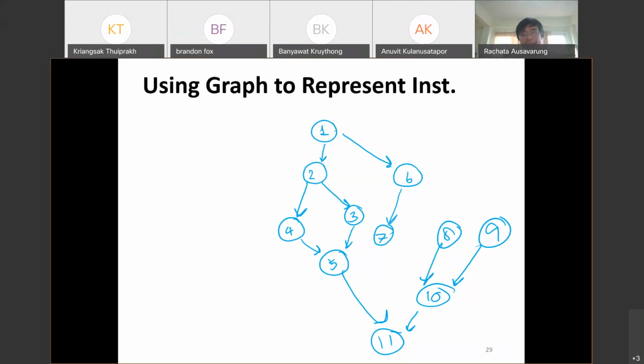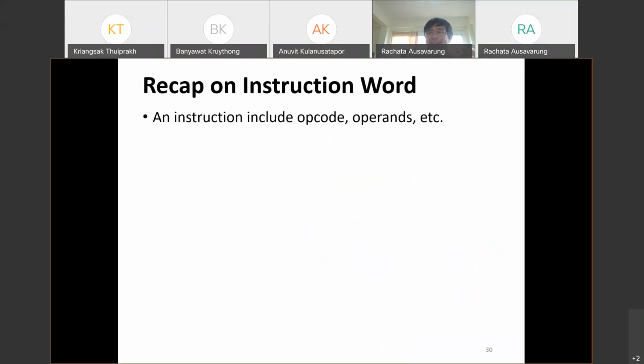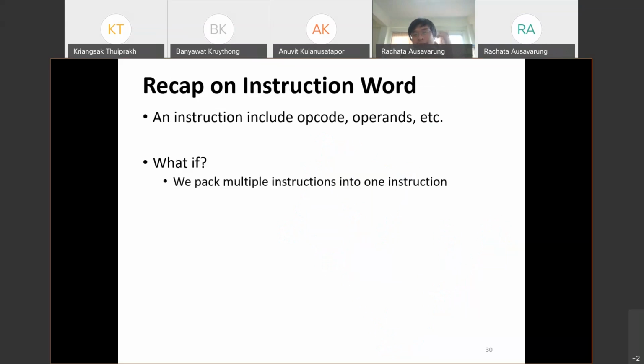Now that you know that we can represent instruction in the graph, right? The next thing is a recap on instruction word. What is inside the instruction? Opcode, operands, right? What if we can pack multiple instruction into one thing, into one long instruction word?